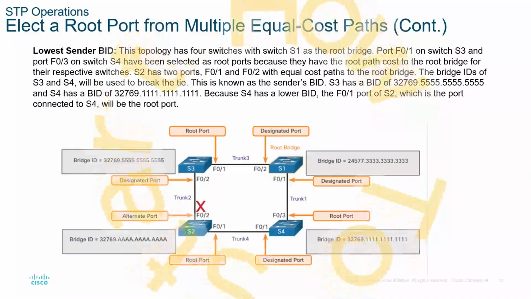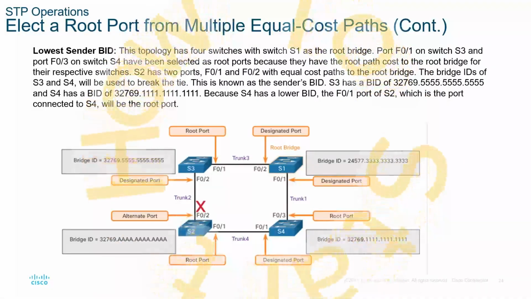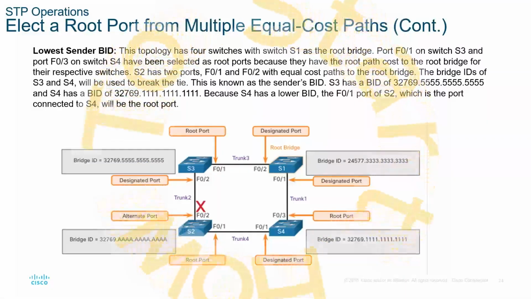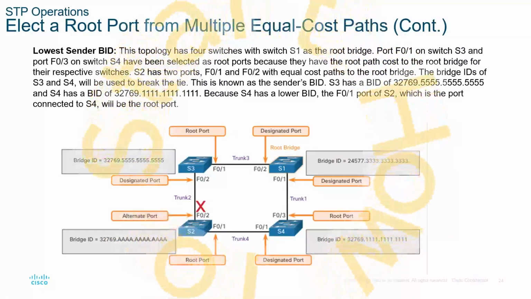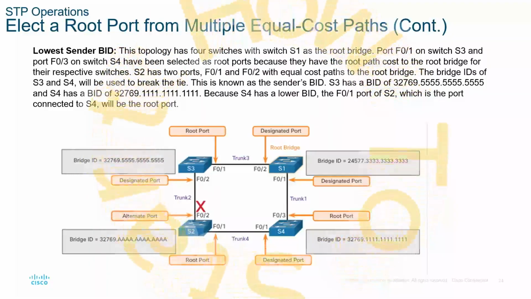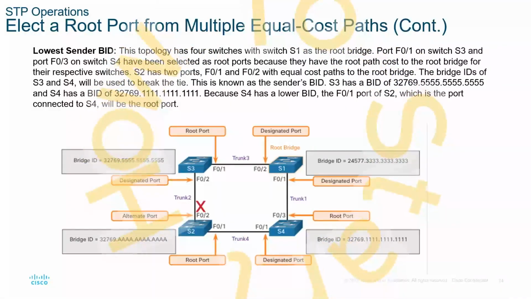On S2, whichever is the lowest port will let us know which one will become our root port, and the other port connected will become our alternate or our blocking port. F1 is lower than F2, so F1 becomes our root port.